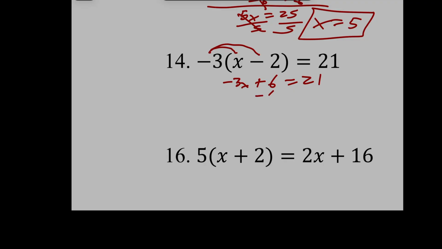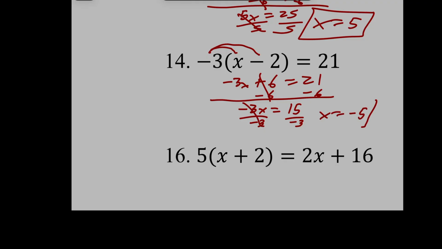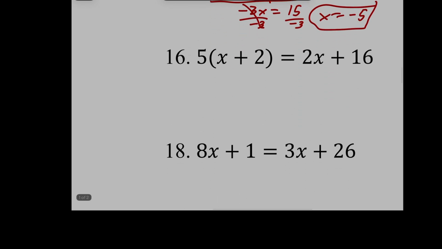Now, I want to get letters on one side, numbers on the other. So I'm going to get rid of that 6. And now on the left, I just have my letter value, which is negative 3x. And now I have my number value, which is 15. And once I divide each side by my negative 3, don't forget to bring that negative, my answer is negative 5. Okay, let's go on to 16.